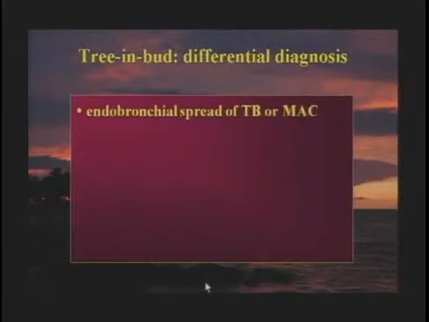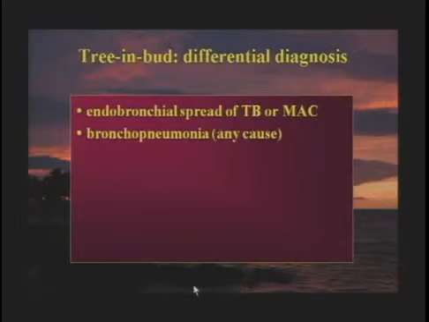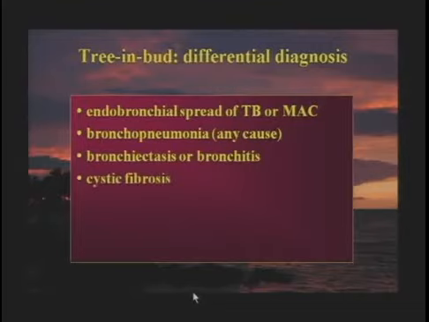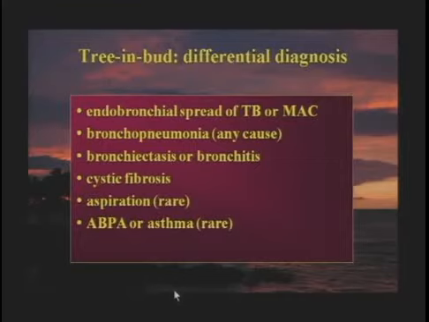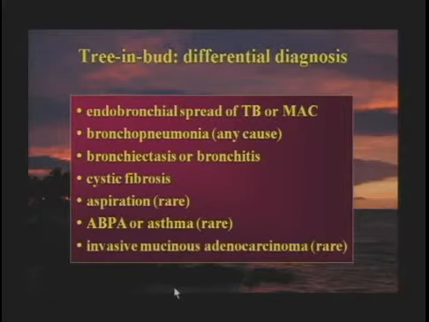So differential diagnosis, endobronchial spread of TB or MAC, infection, infection, infection, infection. Aspiration occasionally does this, not very common. I've seen 1 or 2 good cases. Allergic bronchopulmonary aspergillosis or asthma with mucoid impaction, not very commonly associated with this, and very occasionally it's reported with BAC. I have not seen a good example myself. Generally speaking, if I see tree and bud, my diagnosis is infection, and that's all I'm going to consider unless I have information to the contrary.